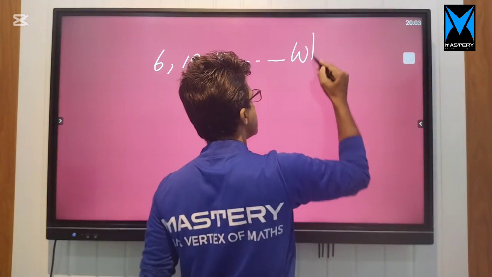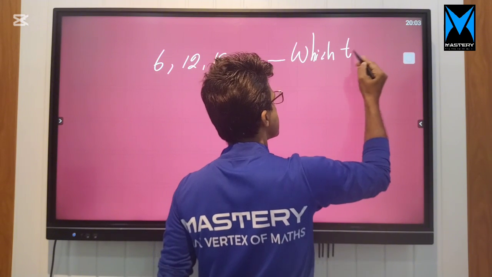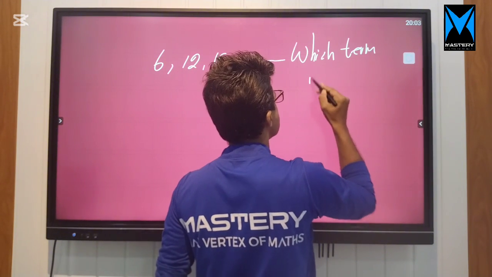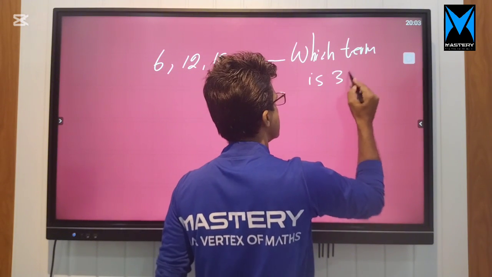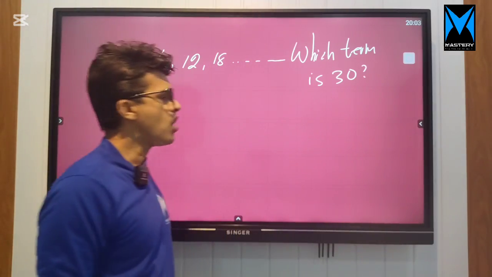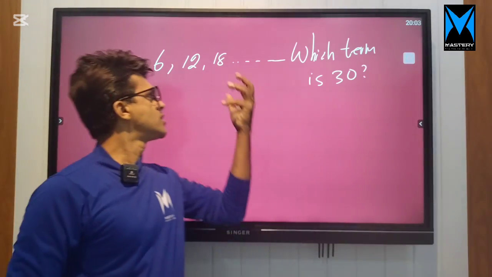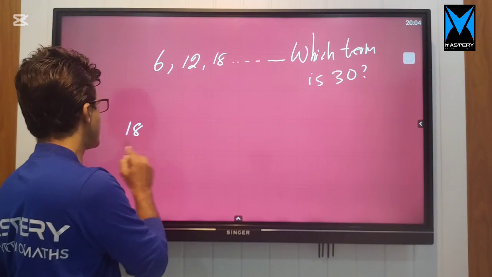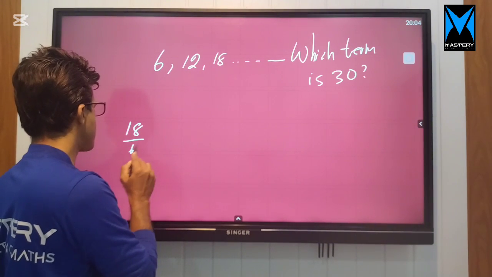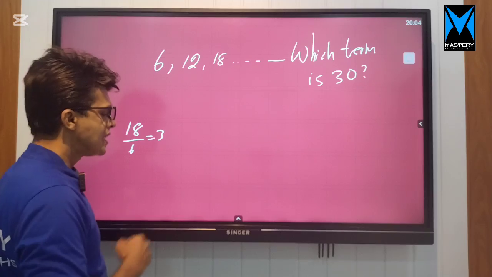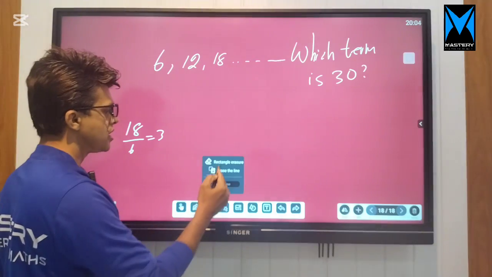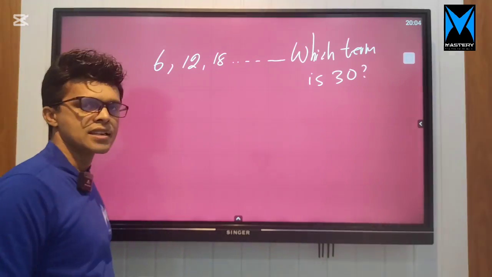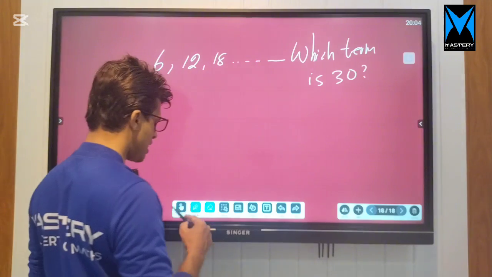Which term is 30? If you want to get the third term, that is 18, and dividing 18 by 6 gives 3. Then which term is 30? That is the fifth term. Let's get it using the previously learned equation.